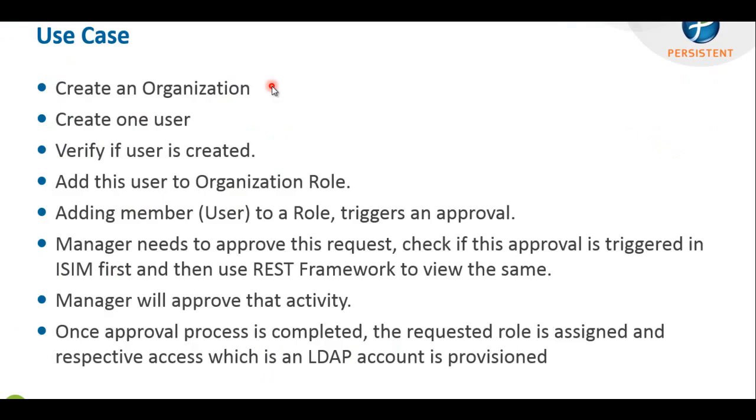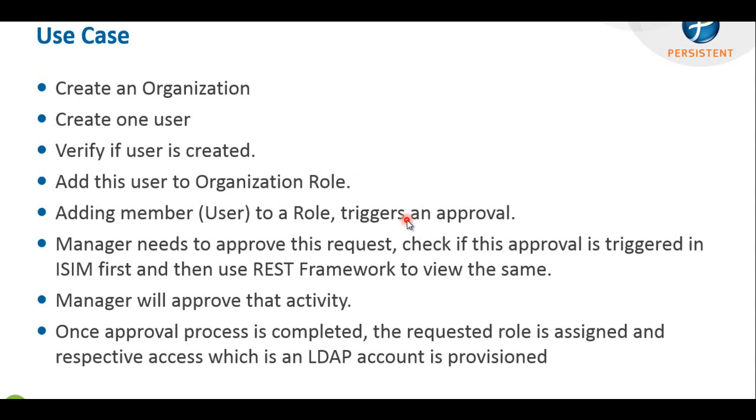Following is the use case. Create an organization. Then we will create one user with a minimal set of attributes. We will verify that the user is created. Once the user is created, we will add this user to an organization role. Adding this member user to a role triggers an approval.